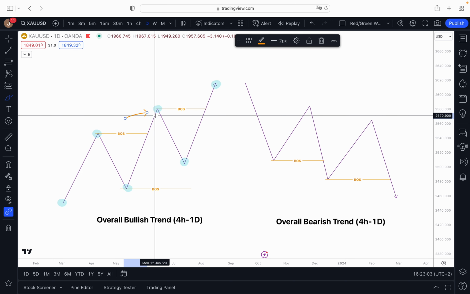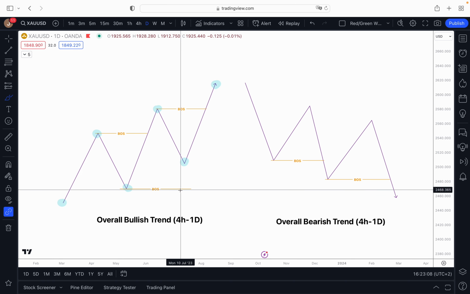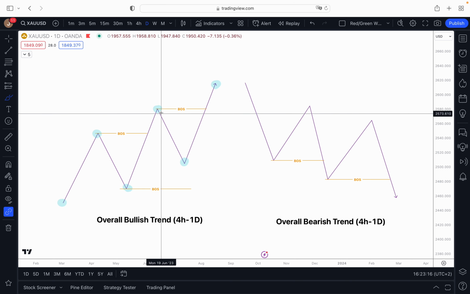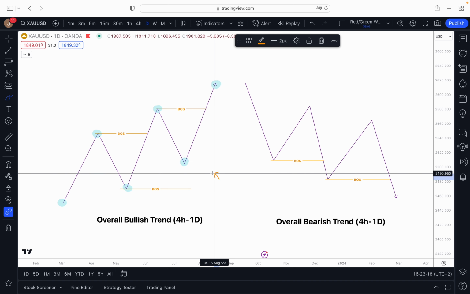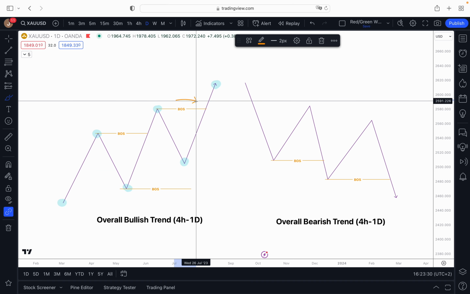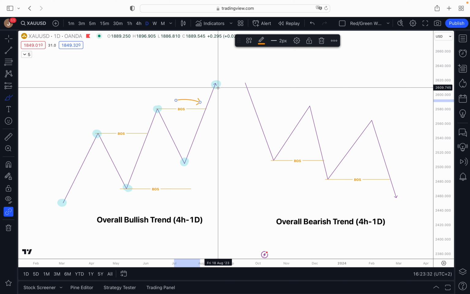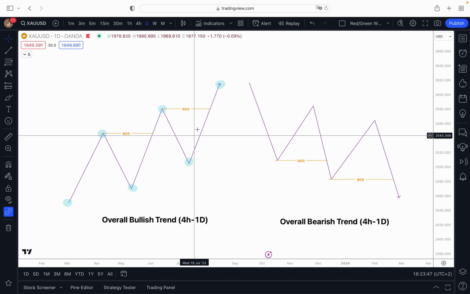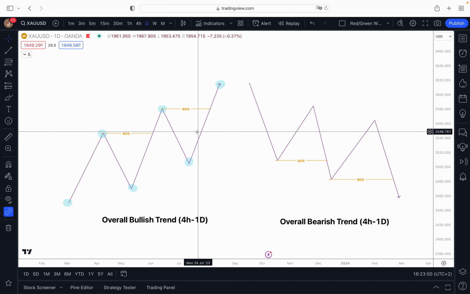After we made this high right here, this could have been a break of structure to the downside if the price came back to the side. But in this example, you can see the price moved into this higher low and then we made another break of structure right here with this higher high. So we didn't see this break of structure to the downside. So we have here a clear bullish trend on the overall time frame.